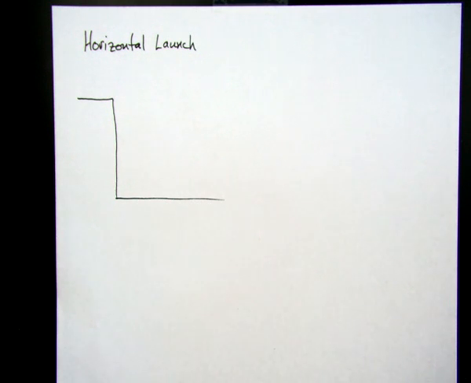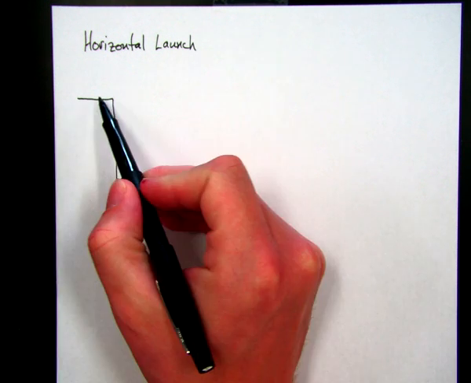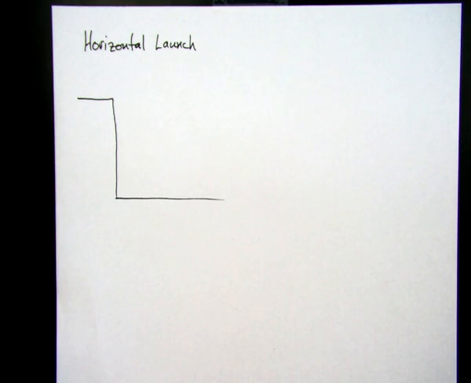In this video, I'd like to introduce some properties of projectile motion and solve a simple projectile problem where an object is launched horizontally off a cliff. So first, what is a projectile? A projectile is an object that is flying through the air acted only upon by gravity.